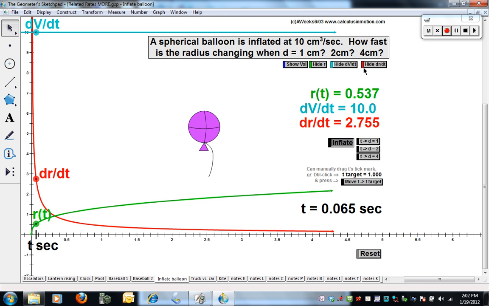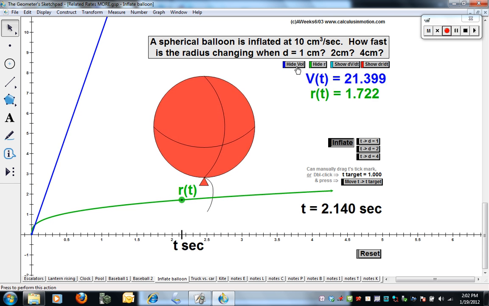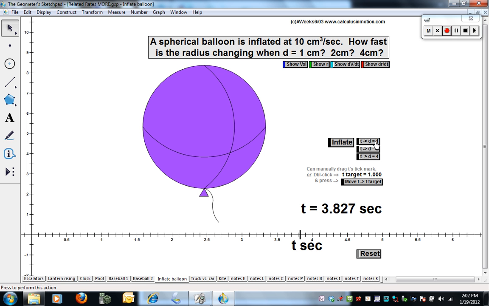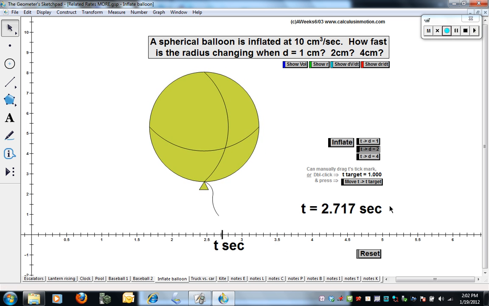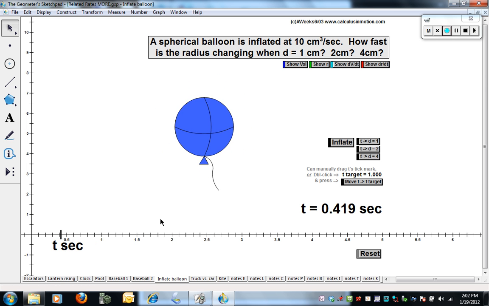Interesting. And I'm going to now hide all that fun stuff so we can just look right at the balloon. I'm going to stop inflating it. We're going to find when d is 1. We'll say when d is 2 centimeters. Okay? Look at that. So look at that time. That's the time when it's 2 centimeters.